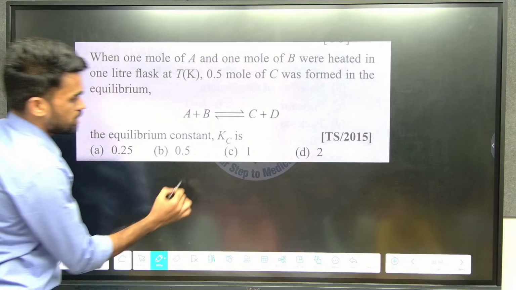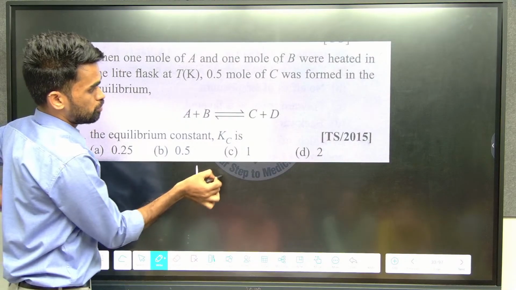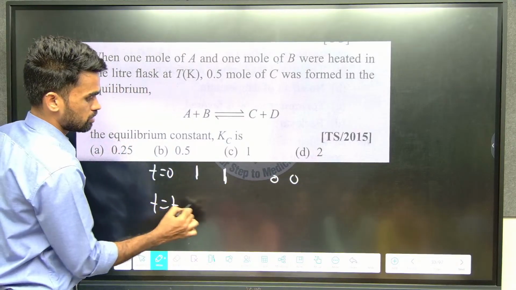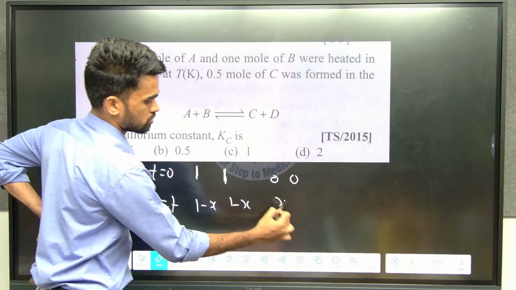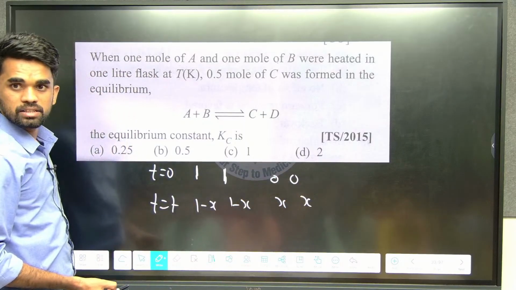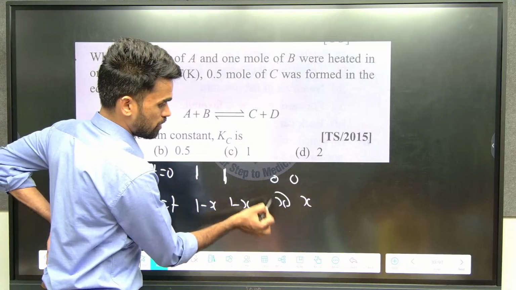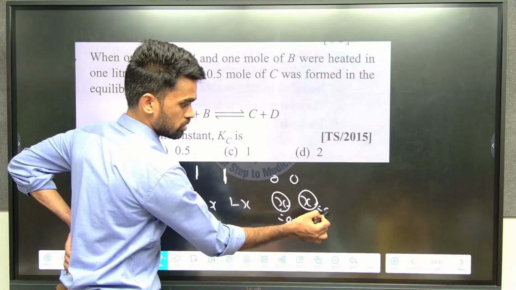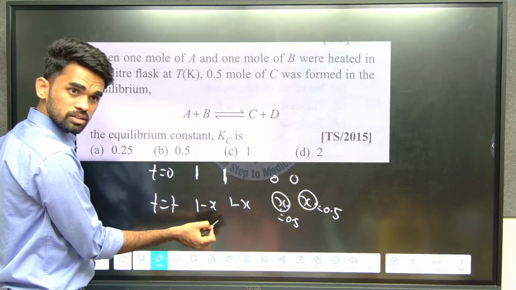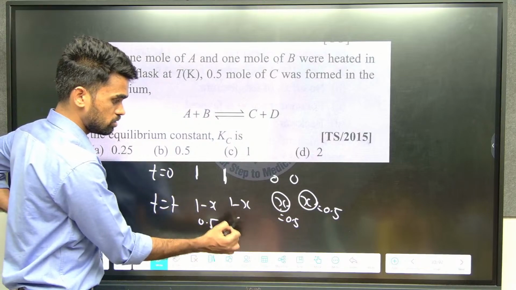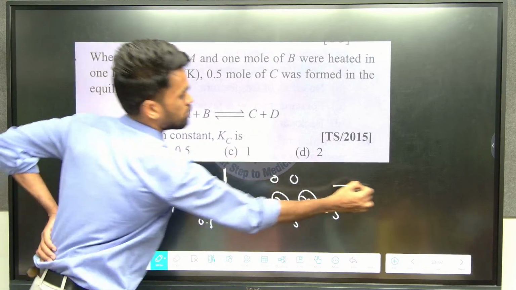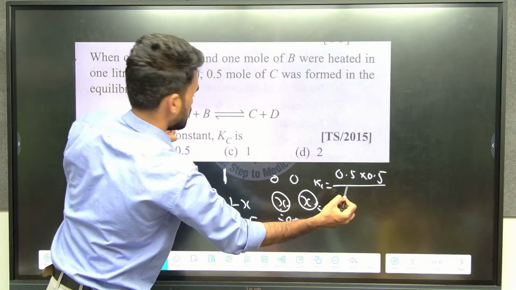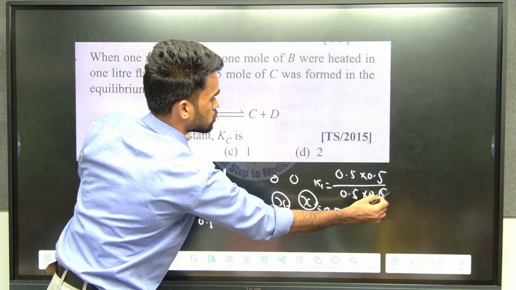See, how much of A and B do we have initially? This is 0, 0. After some time t, x and x. That's it now. So what is the value of x they gave? 0.5. If this is 0.5, this is also 0.5. Clear? 1 minus x. Kc equals, this is 0.5, this is also 0.5, these two also. So everything is the same.